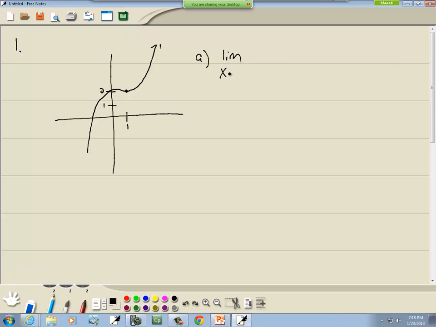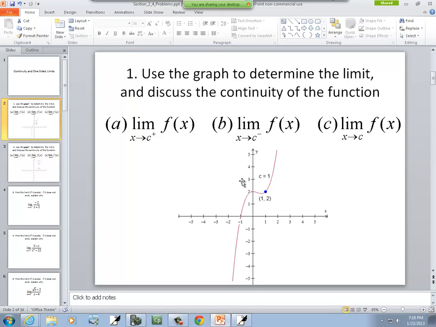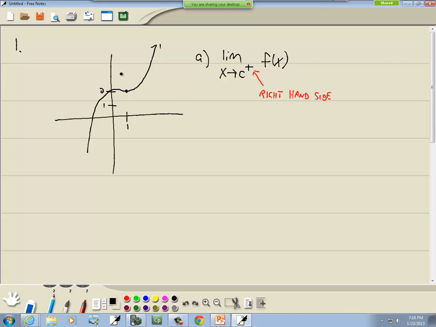We've got the limit as x approaches c from the positive side of f of x. Now what that plus means, that's not an exponent. That means we're taking a look at the limit coming from the right-hand side. So as it approaches from the right-hand side. And on this problem, they tell us c is 1. So up here they're telling us c is equal to 1. So we could put 1 in here, so we're studying the limit as x approaches 1 from the right-hand side.